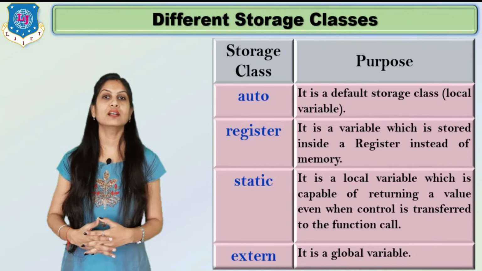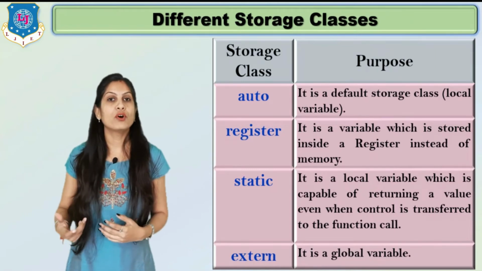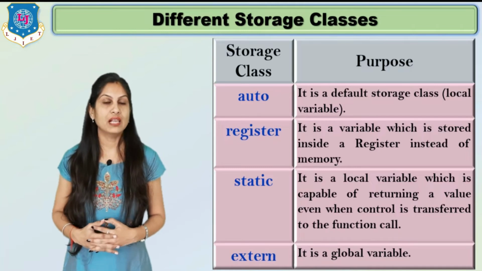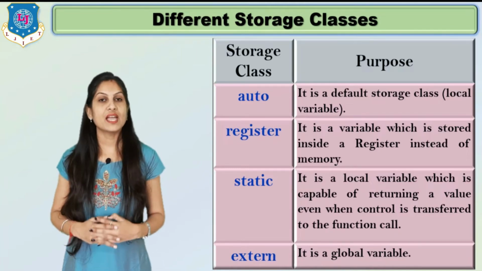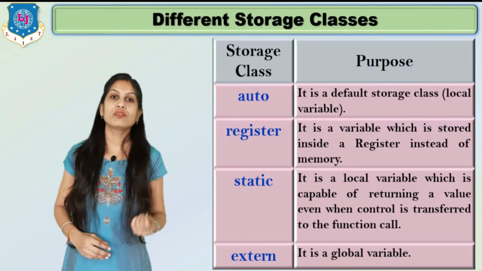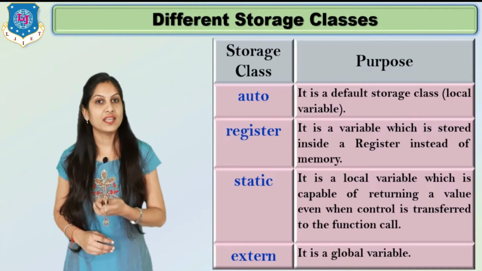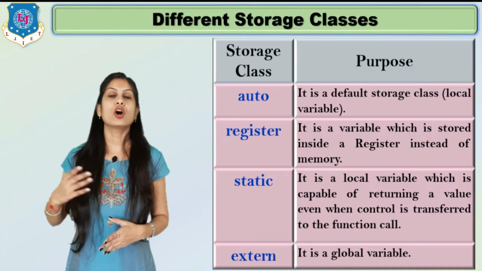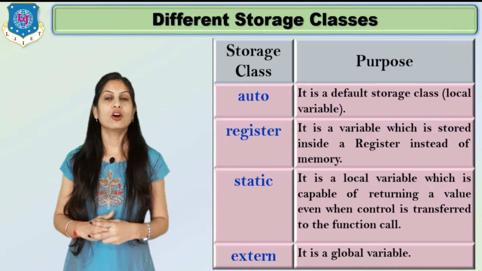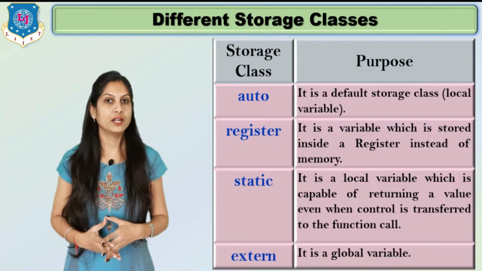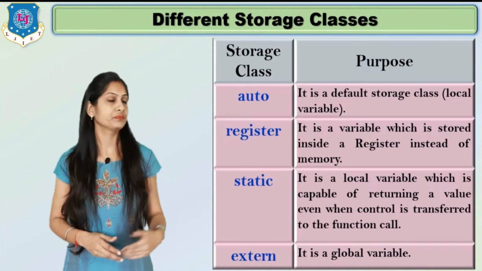The first one is auto. The full form is automatic. When you write a variable like integer a, then by default it is considered as auto. So if you write auto integer a or simply integer a, both are the same, and automatic variables are local variables and are assigned as the default storage class.